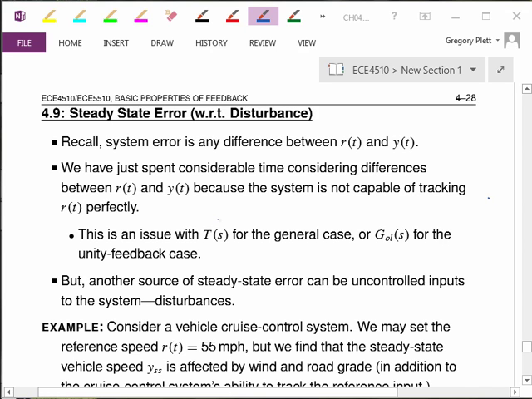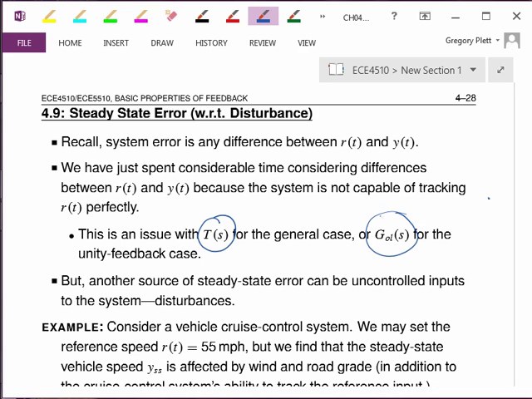So recall again that system error is any difference whatsoever between the desired output of the system, R, and the actual output, Y. We've spent some time looking at differences between R and Y because the system is not capable of tracking R, and that's an issue with the closed-loop transfer function T. In the general case, or in the special unity feedback case, it's the issue with the open-loop transfer function. So if we want to improve the system type with respect to reference input, then we need to find ways to modify either one or the other of those.